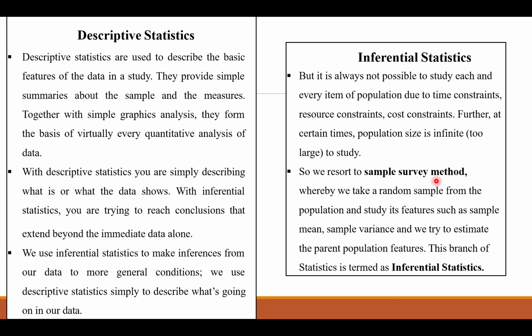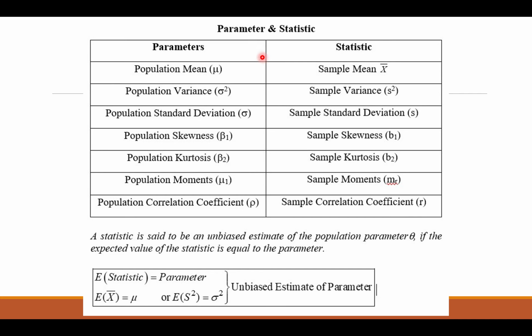So now some sample survey methods are used in case of inferential statistics, where we take a random sample from the population and study its features such as sample mean, sample variance, and try to estimate the parent population features. This branch of statistics is termed as inferential statistics.